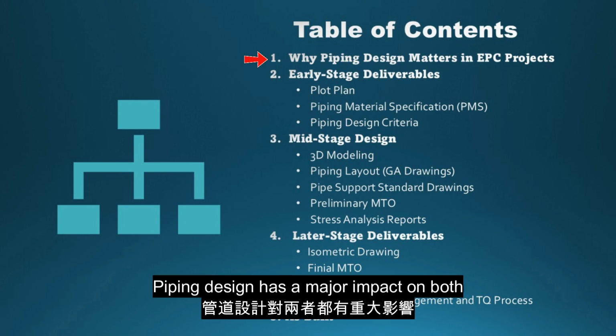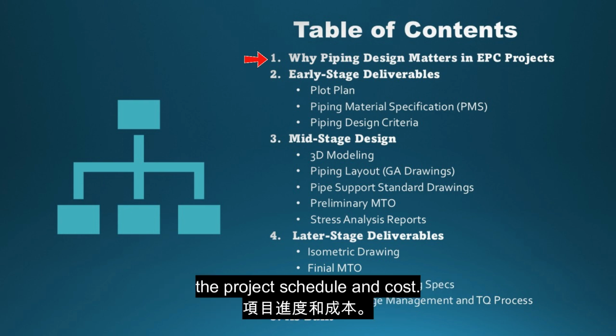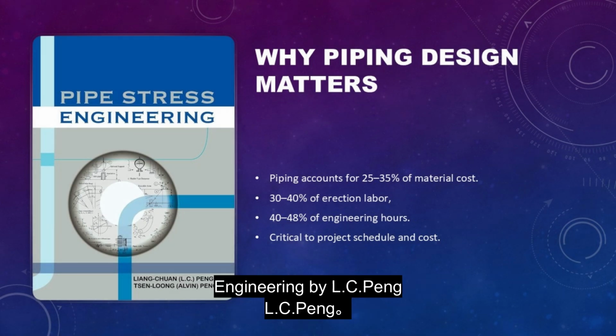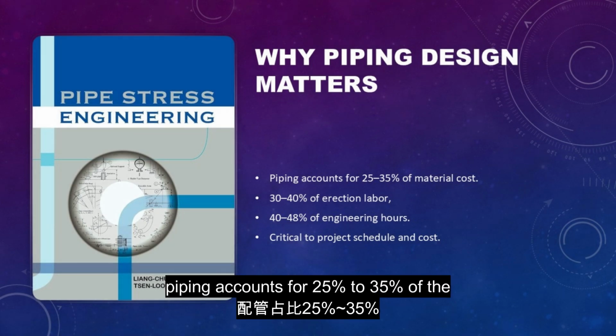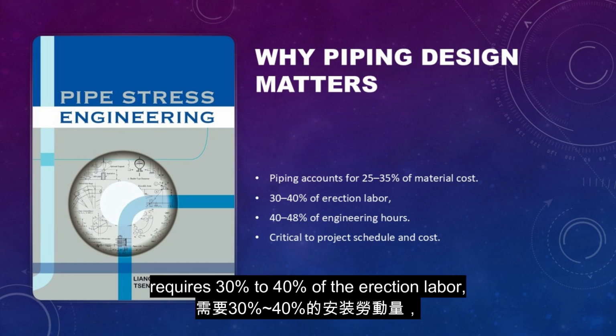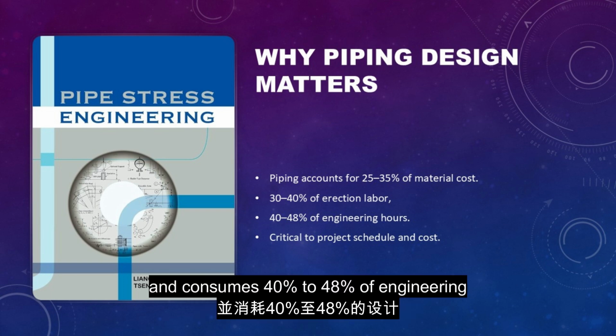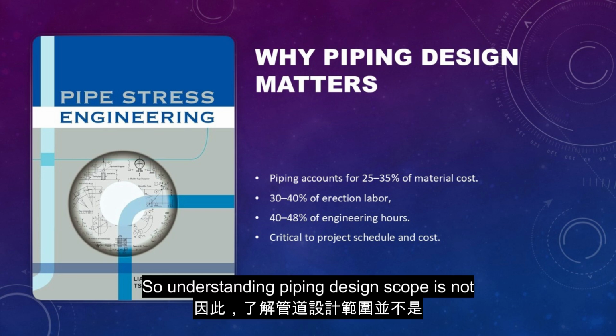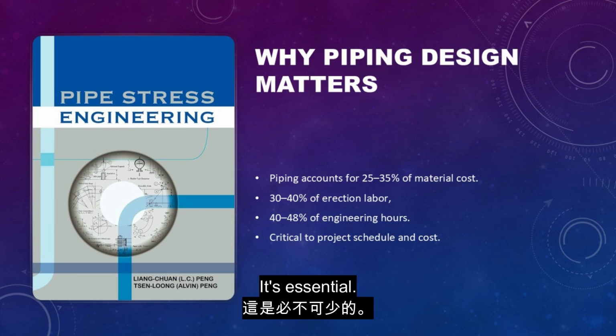Piping design has a major impact on both the project schedule and cost. According to the book Pipe Stress Engineering by L.C. Peng and T.L. Peng, piping accounts for 25% to 35% of the material cost in a process plant, requires 30% to 40% of the erection labor, and consumes 40% to 48% of engineering man-hours. That's massive. So understanding piping design scope is not optional, it's essential.